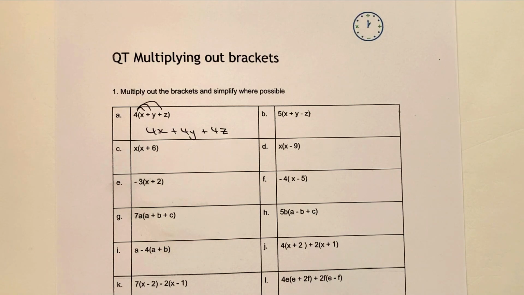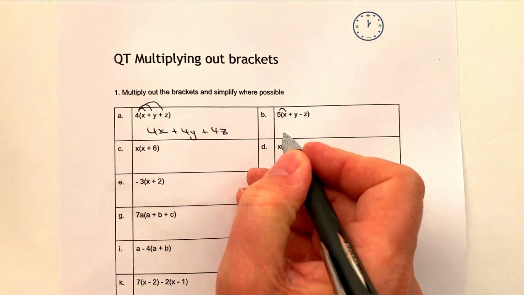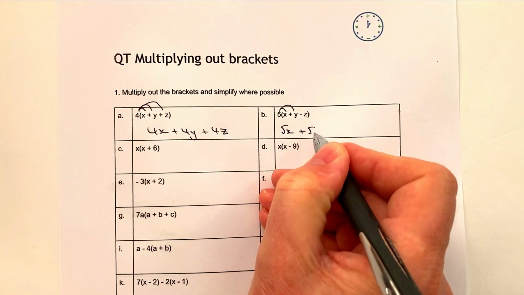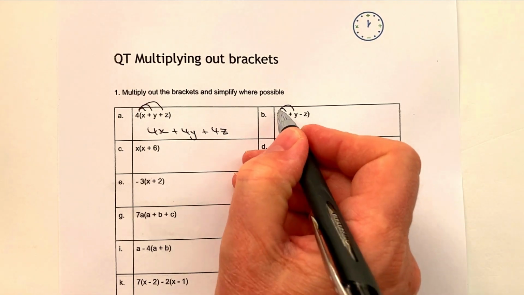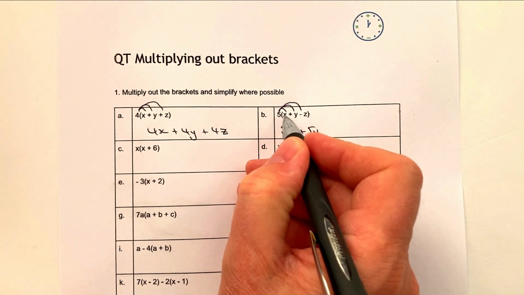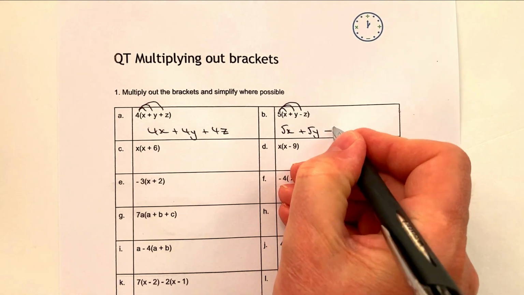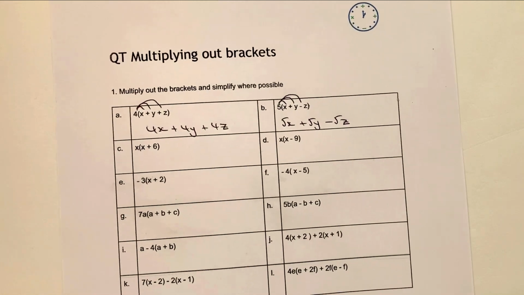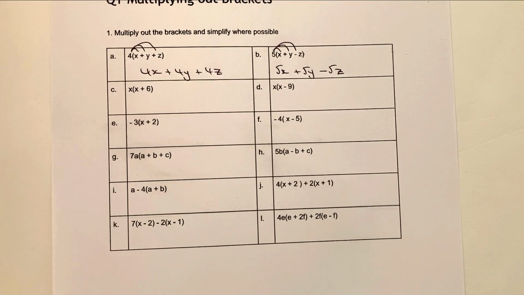Okay, let's have a look at part B. So exactly the same, but this time we've got a negative term in there. So 5 times x is 5x plus 5y. Now be careful here because we've got a negative. It's going to be 5 times minus z is minus 5z. Okay, hopefully that's okay for you. Let's move on to question C.